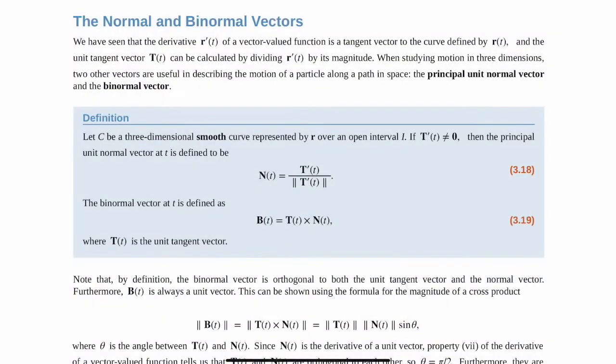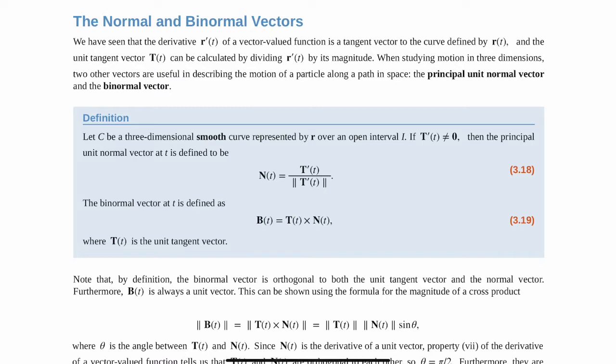In this video, we're going to look at the normal and binormal vectors. Previously in this section, we looked at capital T of t, which was the unit tangent vector. That was defined as being r prime of t divided by the magnitude of r prime of t. If you have a 2D function, the tangent gives you the slope of the function at a given point.